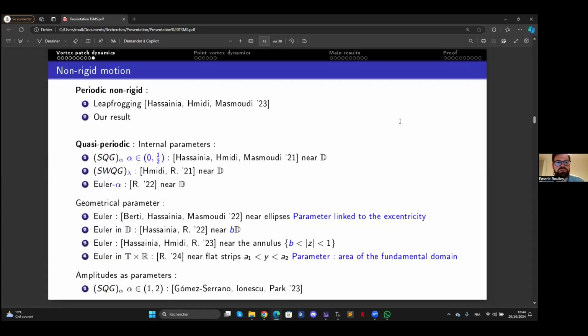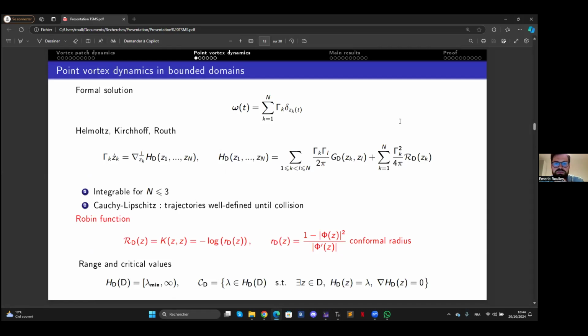So just to mention the point vortex dynamics in bounded domains. Now we move to a new kind of solutions, which are formal solutions to Euler equations, where the vorticity is located on points z_k(t). So you have n points. You give a strength to the points, which is how much it rotates, and you look at the evolution of the points in time. The dynamics actually is Hamiltonian, so it's a finite-dimensional Hamiltonian system. And the Hamiltonian is given by this, where G_D is the Green kernel.